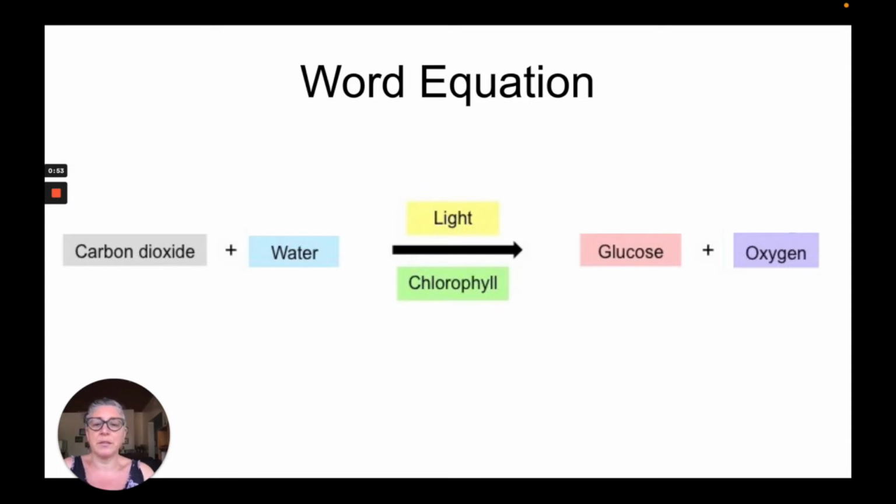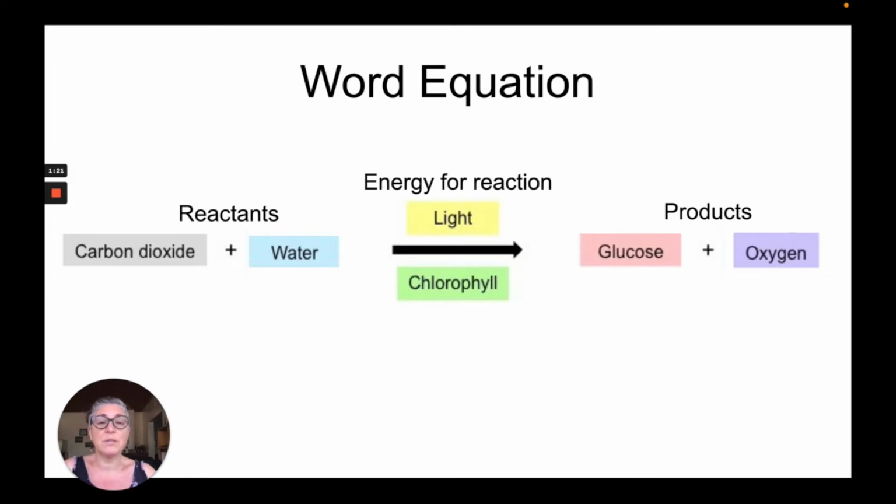So let's break this down a little bit further. The carbon dioxide and water are what we call reactants. Those are the substances that will be used to create the new substances, and those new substances, glucose and oxygen, are the products of this chemical reaction. So we already said that light is the energy for the reaction to take place. There are two types of chemical reactions: reactions that take in energy and reactions that produce energy. Photosynthesis is a reaction that will take in energy, and the energy that it takes in order for the chemical reaction to happen is light.